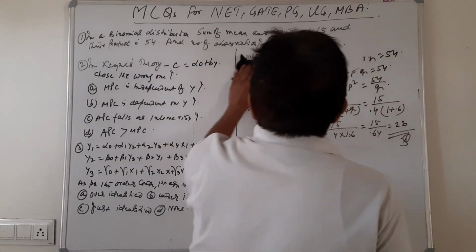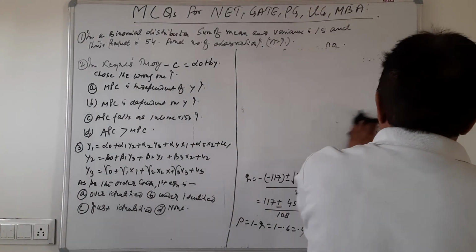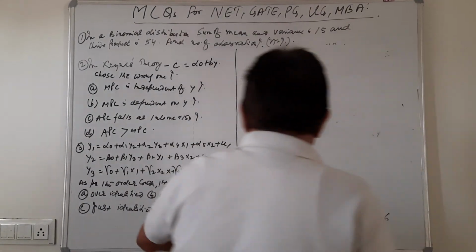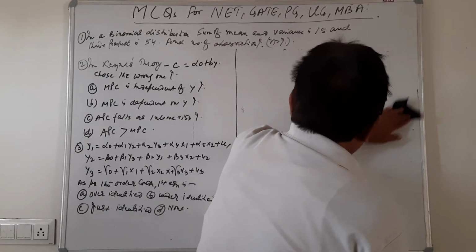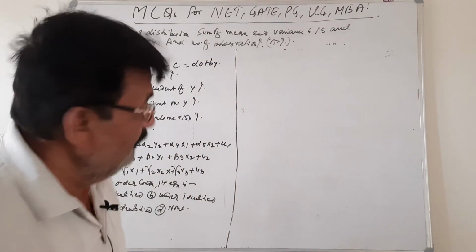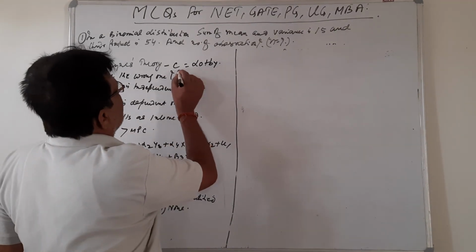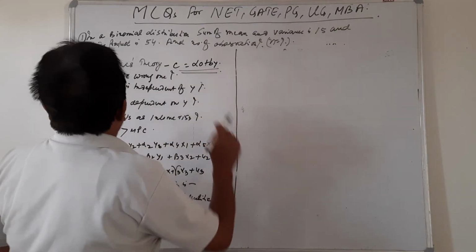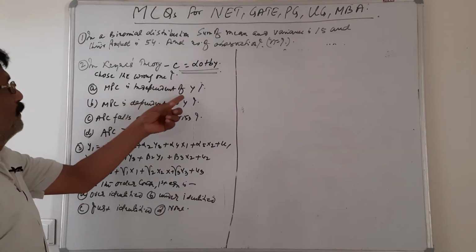Now come to the second question, what it tells. We have been given a Keynesian consumption function, and we have to choose the wrong answer. So let us see what has been given. In Keynesian consumption theory, the consumption function is this one. Now we have to choose the wrong one. MPC is independent of y.